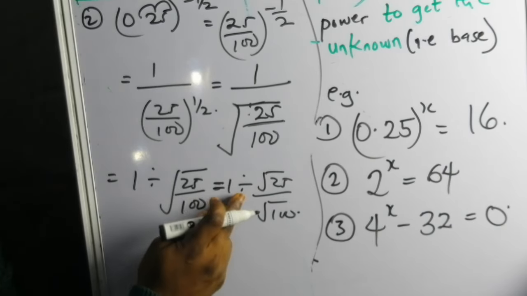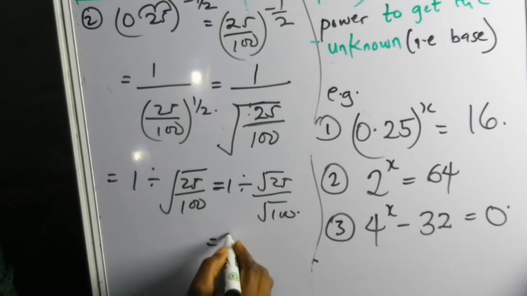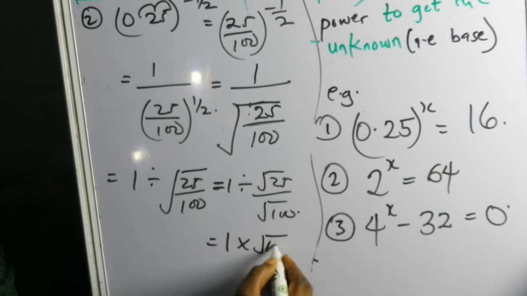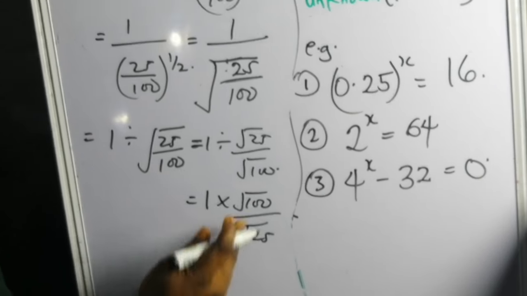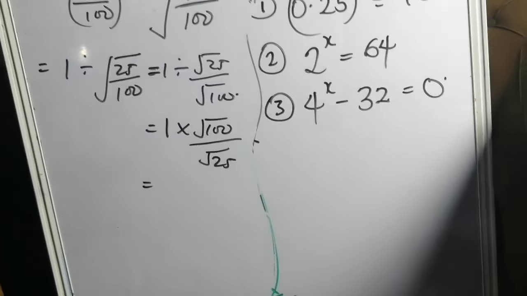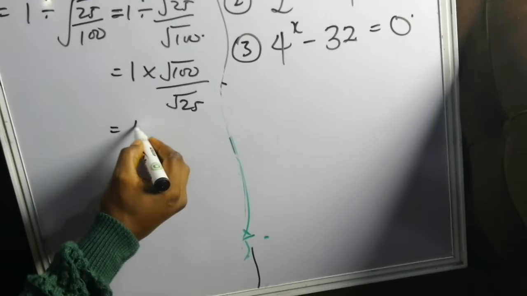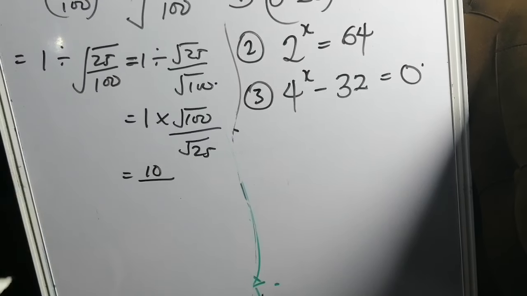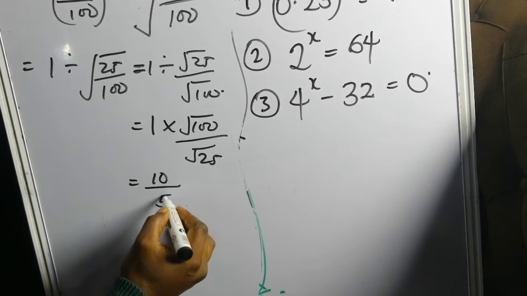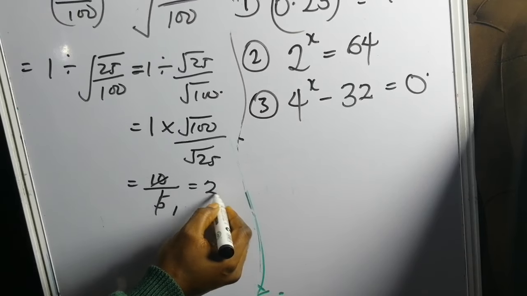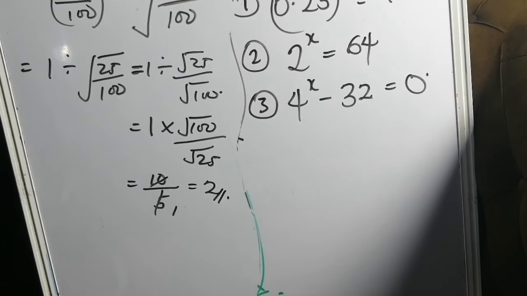But now if I want to change this to multiplication, I can change this to 1 times square root of 100 over square root of 25. This means, what can I multiply 2 times to give me 100? It is 10. What can I multiply 2 times to give me 25? It is 5. 5 times 5 is 25. So 5 here, 1 over 2, so that's the answer. It's as simple as that for number 2.